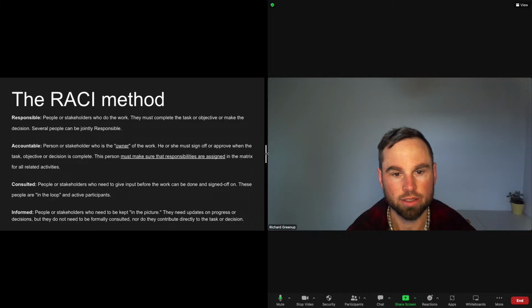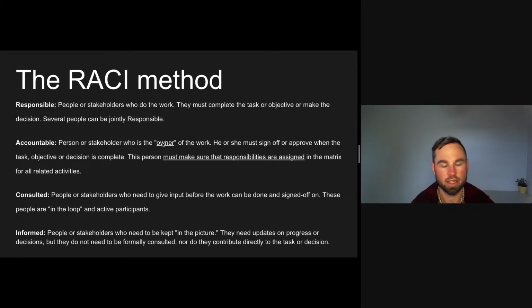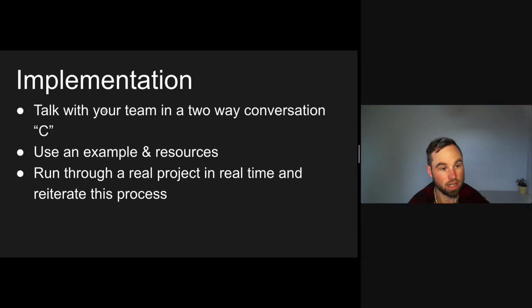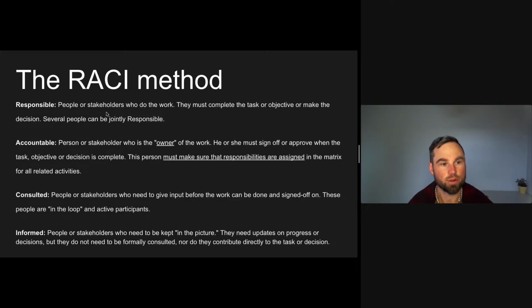Now I'm going to zoom in a little bit so you can see it, but really there's four key parts to it, and I'll quickly highlight what each part does. You can pause later and read it in full. Responsible: these are the people who conduct the work. They must complete the work they're given.